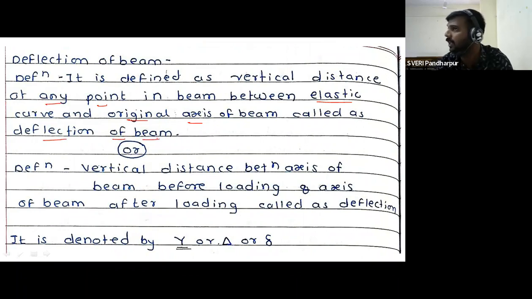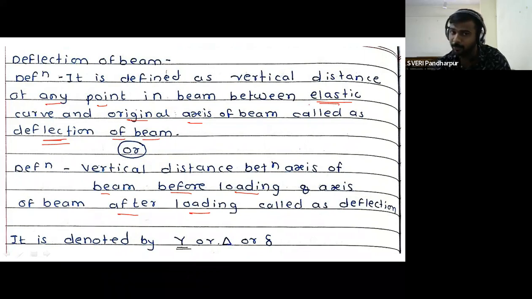Getting, a simple definition: the vertical distance between elastic curve and the original axis of the beam, that vertical distance is called as a deflection of beam. What is another definition? Vertical distance between axis of beam before loading and axis of beam after loading. म्हणजे कुठले दोन ऍक्सिस आहेत? Axis of beam before loading means original axis, and axis of beam after loading means elastic curve. Meaning तोच आहे, फक्त definition चे statement वेगवेगळे.